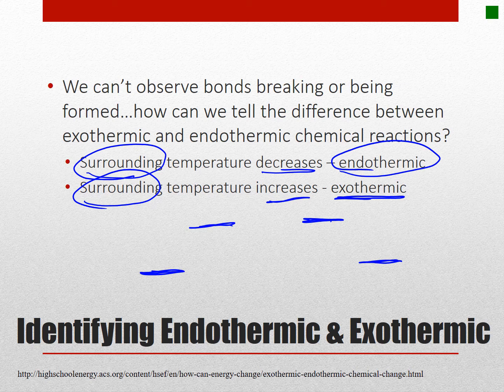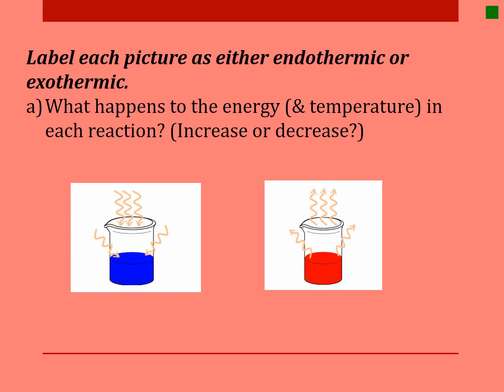Why? Because the thermometer can only measure the surroundings, it can't actually measure the system itself, because if it measured the system, then you're studying something else, so therefore it's a part of the surroundings.